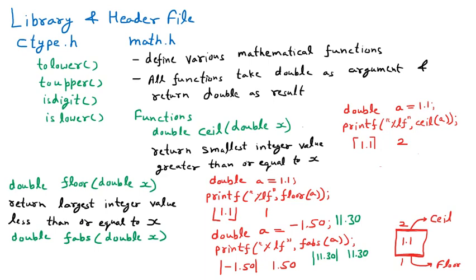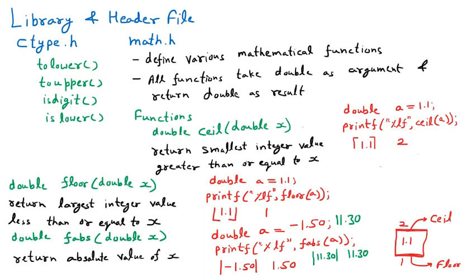And if I go to the definition of this one, it will return the absolute value. Absolute value, we know, is the positive value of x. If x is already positive, then obviously the value will remain positive. But if we are having a negative value of x, it will be converted to positive. So that is the meaning of absolute.